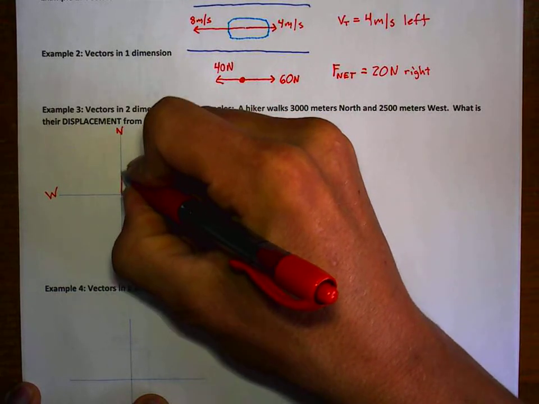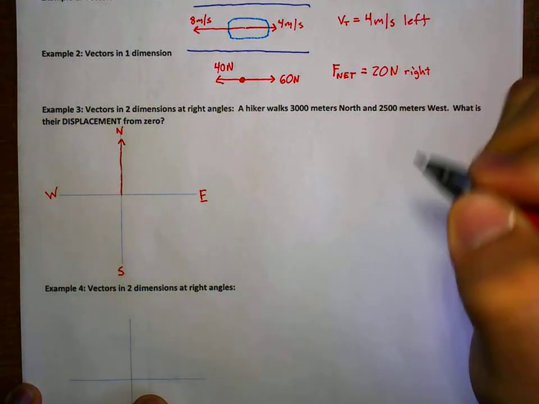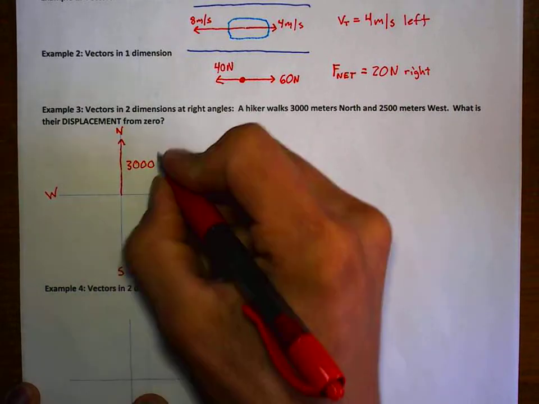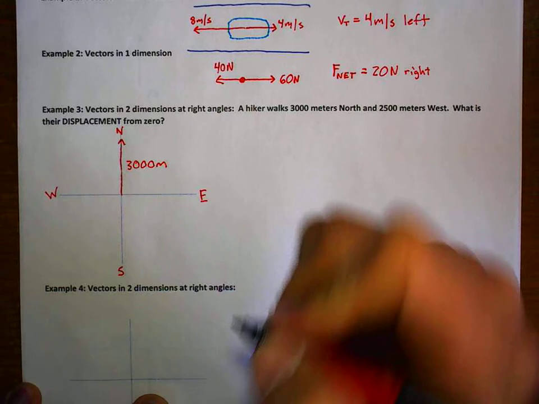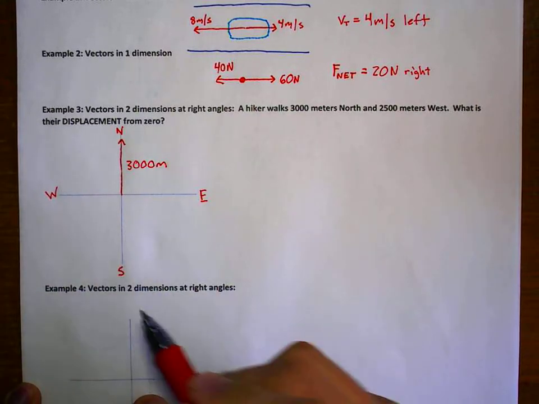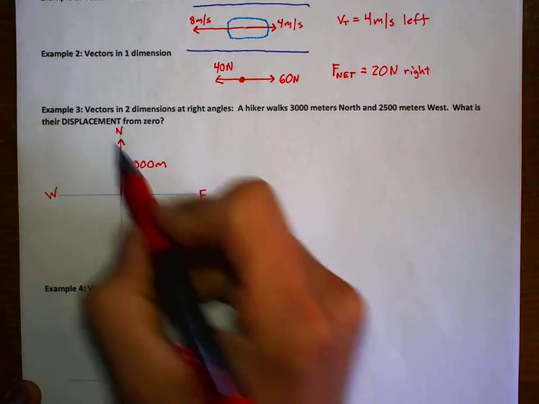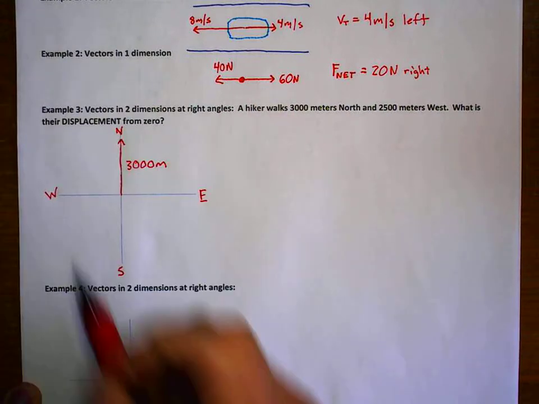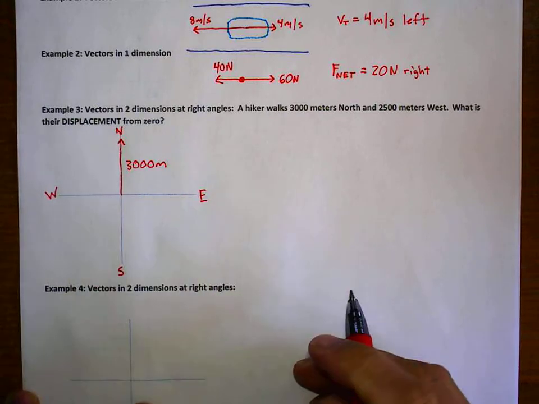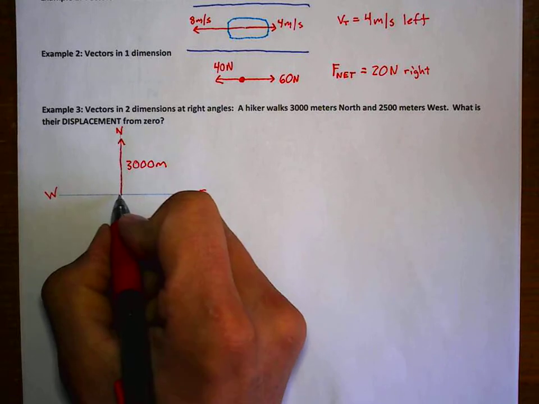I'm just going to sketch that like this and label it 3,000 meters. And then they're going to go over here, west only 2,500 meters. So I'm going to try and draw that to scale. It'll be a little shorter than this one. Now if this is an actual map, the hiker is going to be at this point and then going over here. But I don't want us to draw it like that because it will mess us up later.